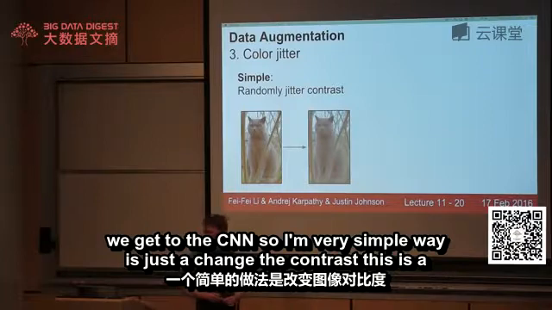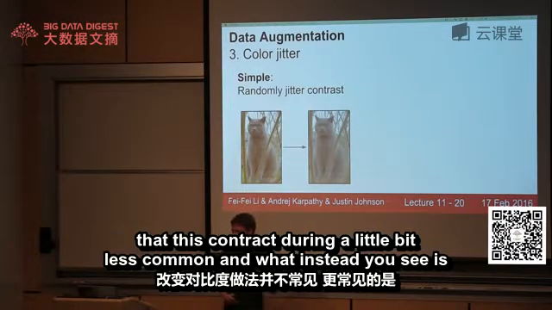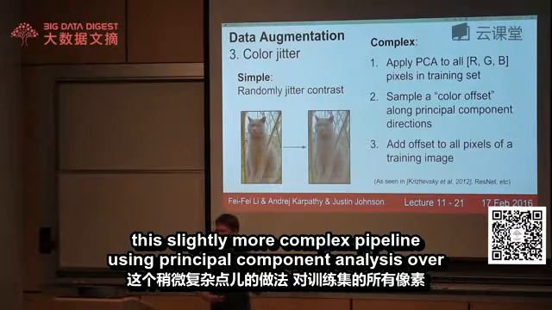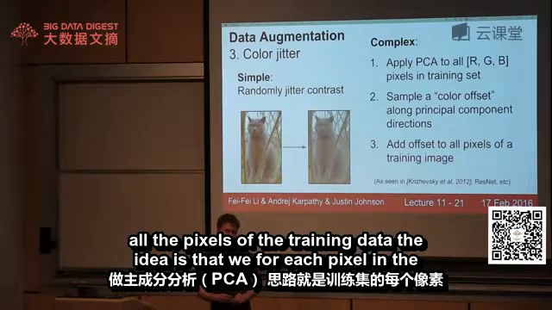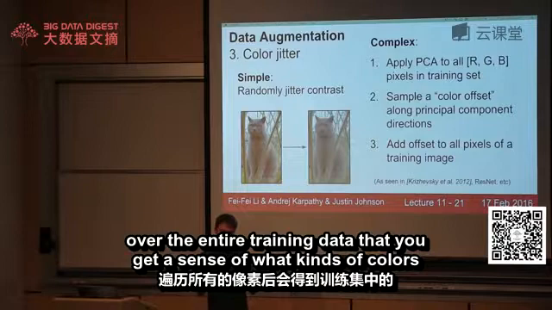So a very simple way is just to change the contrast. This is, again, very easy to implement, very simple to do. But actually, in practice, you'll see that this contrast jittering is a little bit less common. And what instead you see is this slightly more complex pipeline using principal component analysis over all the pixels of the training data. So the idea is that each pixel in the training data is this vector of length 3, an RGB. And if we collect those pixels over the entire training data set, you get a sense of what kinds of colors generally exist in the training data.